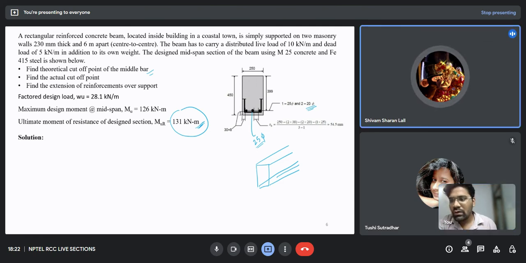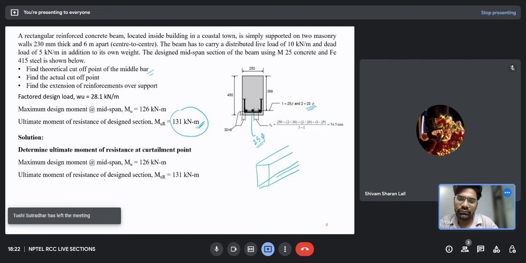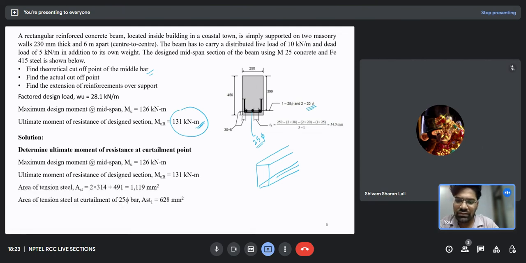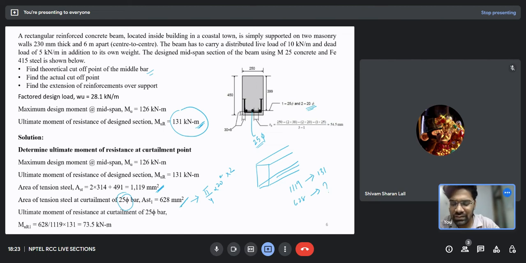Okay, so here you can see the given part. I have the total area of bars over here, and this is the reduced bar. That is, after curtailment of the 25 bar, the area remaining is pi by 4 into 20 square into 2, which comes out to be 628. So if 1119 can resist 131, then what will 628 resist? It will resist 73.5 kilonewton meter. So this is the moment resistance at this point where I will curtail that bar.